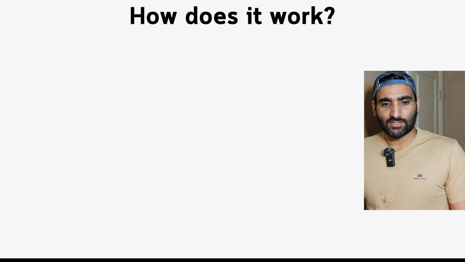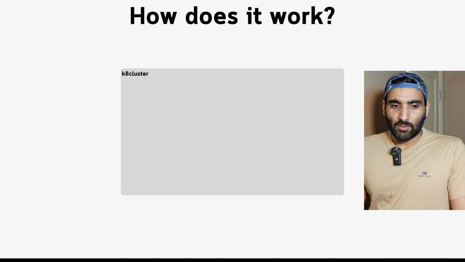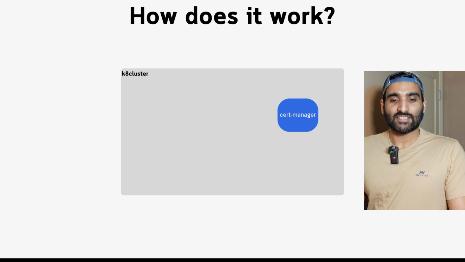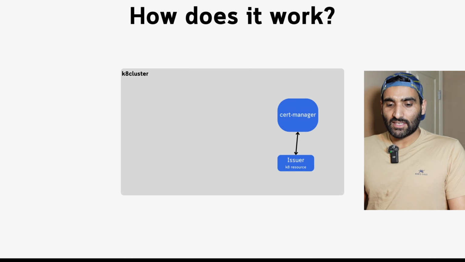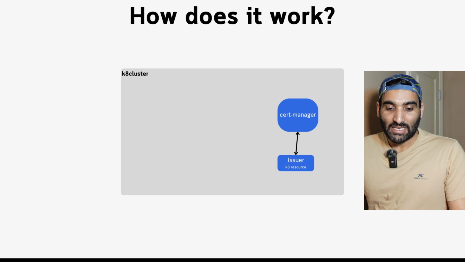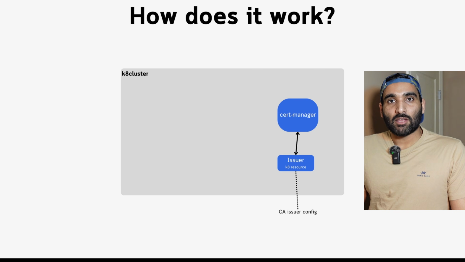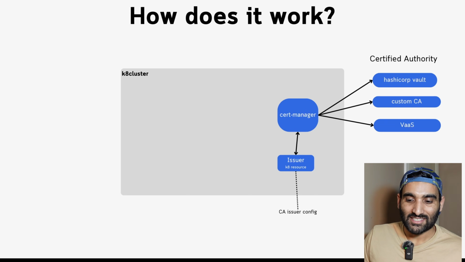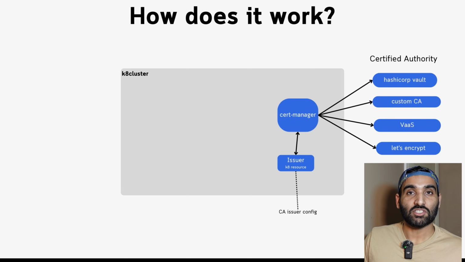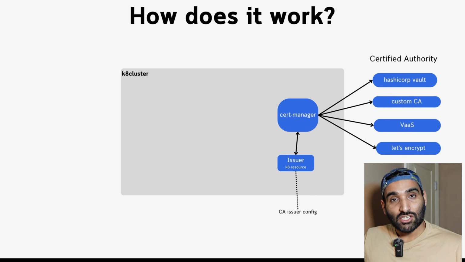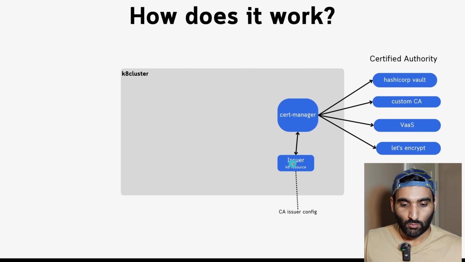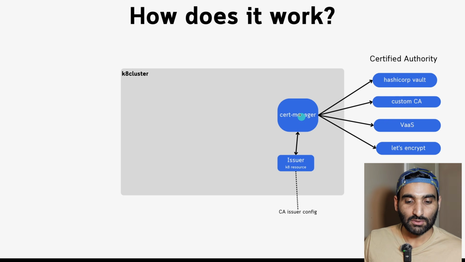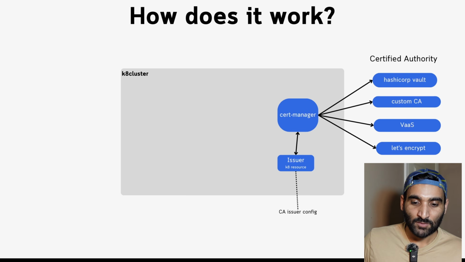So how does it work? Imagine you're in a Kubernetes environment, you have a Kubernetes cluster, and you're going to install cert-manager. The first thing after installing cert-manager, you're going to install another Kubernetes component, which would be an issuer. It's going to contain information about your certificate authority issuer. Those issuers could be HashiCorp, custom CA, Vault, or Let's Encrypt, which is an ACME server. This issuer contains information about what cert-manager should talk to, to have the certificate signed whenever there is a request to have a certificate signed.